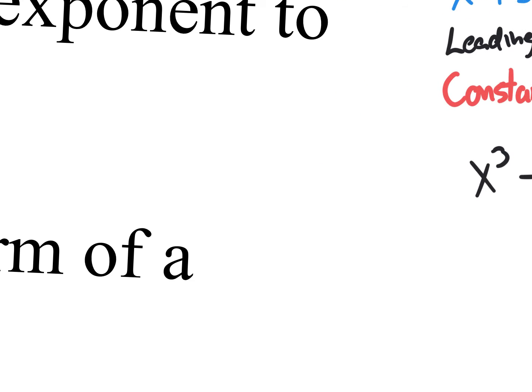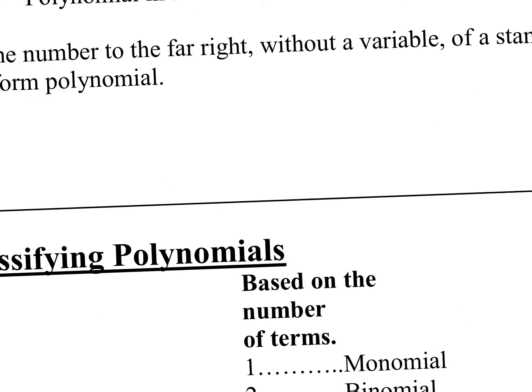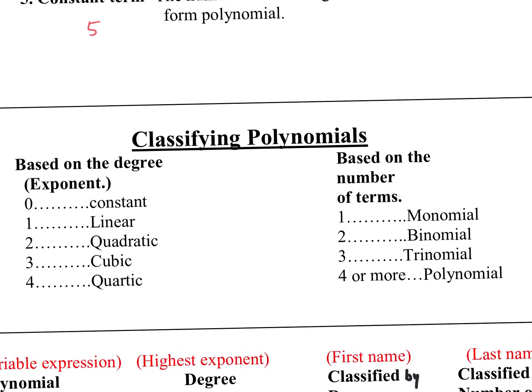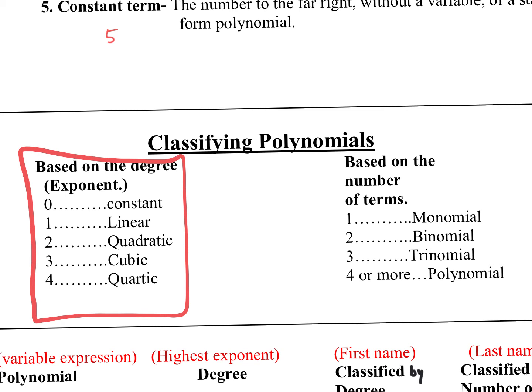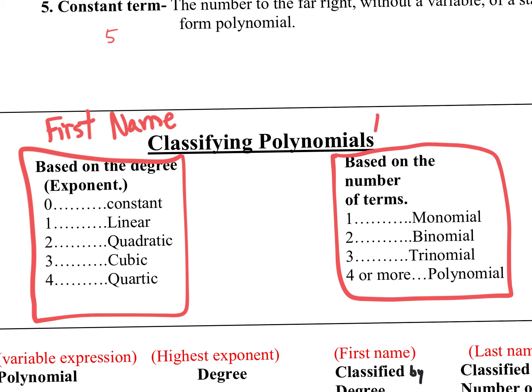Anyway, let's go to the rest of these notes. In addition to those vocab words, we need to be able to take any polynomial and classify it. That means give it a first and last name. So do me a favor, on your page of notes, box this in right here and write first name. We're going to give them a first name based on the degree. And then box this one in, and we're going to give it a last name based on the number of terms. Okay? So the first name is going to be based on the degree. If your highest exponent is 2, then it's going to be called quadratic, right?